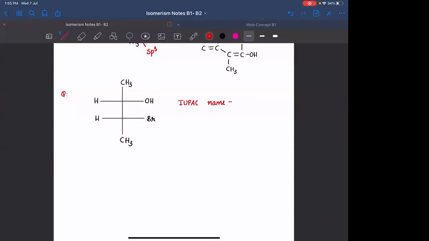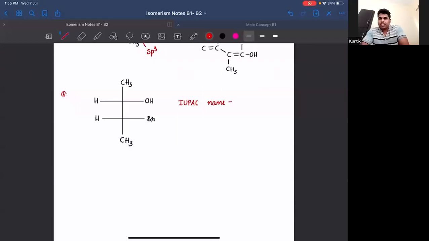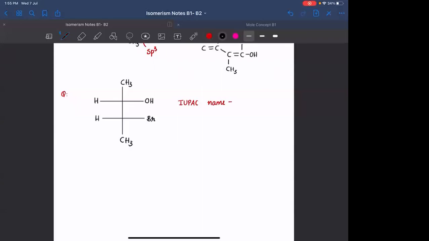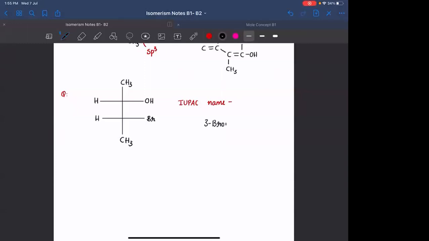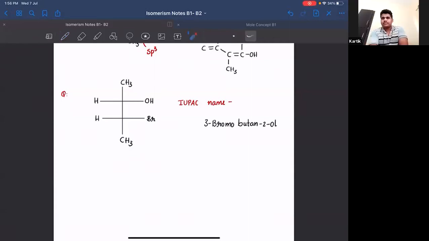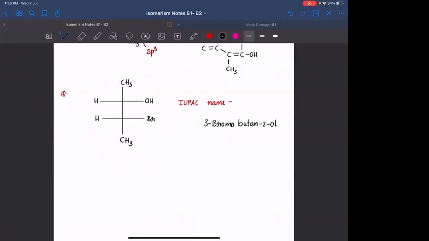इसका IUPAC name के लिए... 3-bromo. Okay, very good. बताओ जल्दी. हाँ, butane 2-ol. 3-bromo butane 2-ol. Can this compound exhibit optical isomerism?